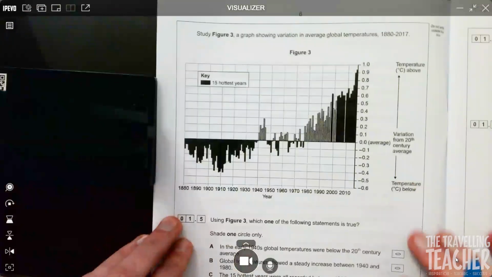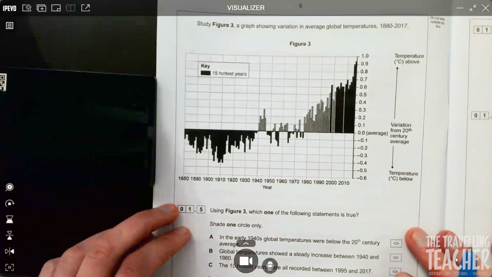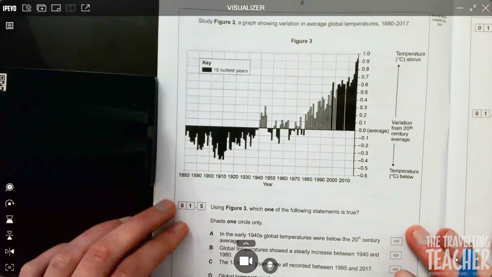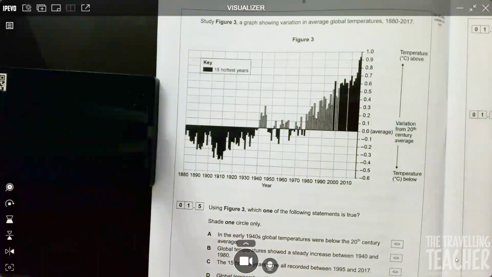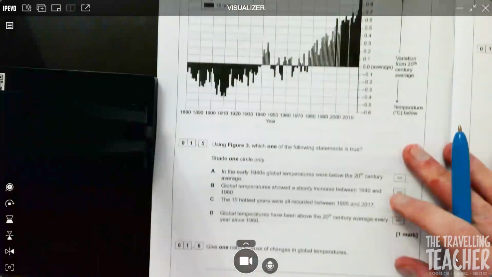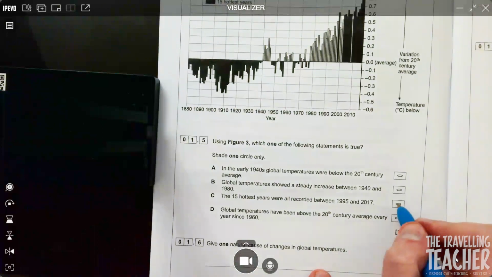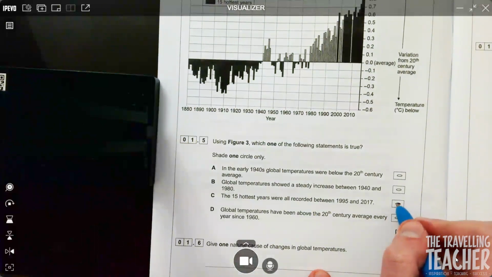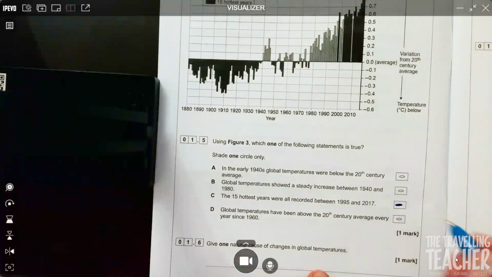So, study figure 3, a graph showing a variation in average global temperatures between 1880 and 2017. So we've got the average temperature here. Take your time, read this one, guys. But let's just go through to the statements. The correct answer for this one is C. The 15 hottest years were all recorded between 1995 and 2017, according to this graph.